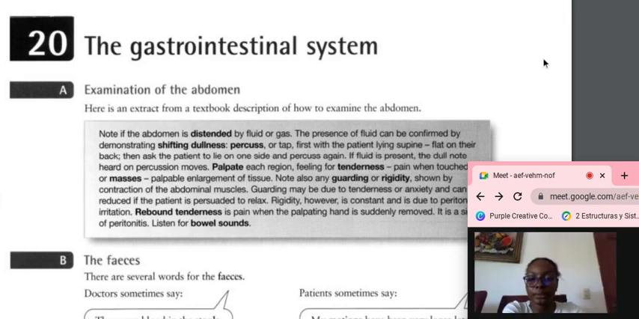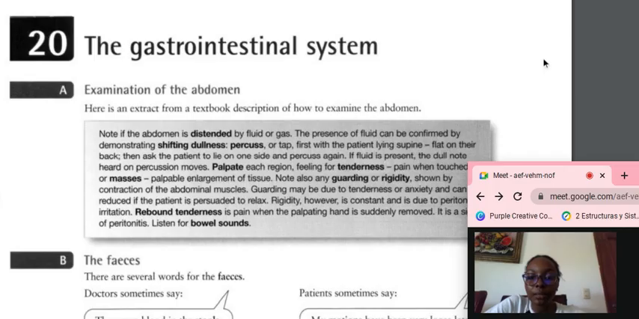The gastrointestinal system. Examination of the abdomen. Here is an extract from a textbook description of how to examine the abdomen.